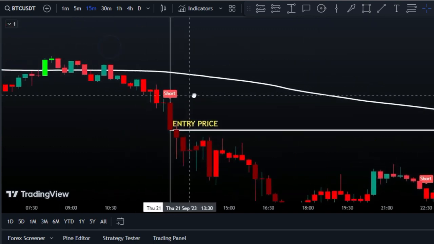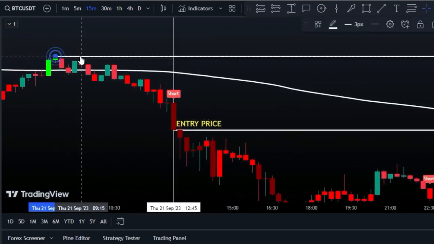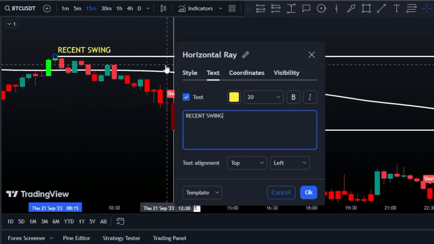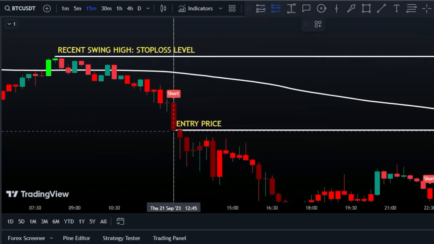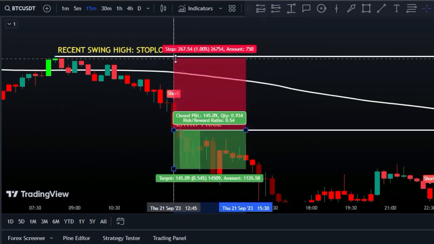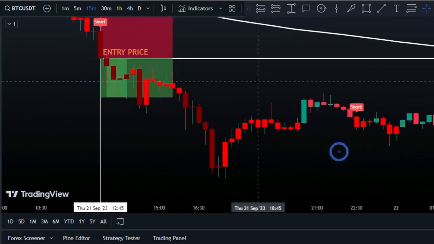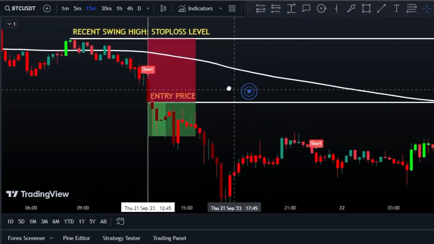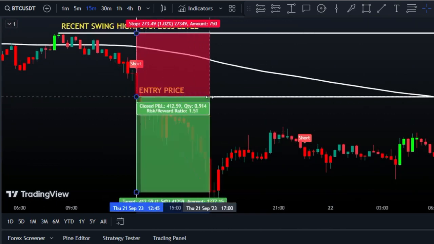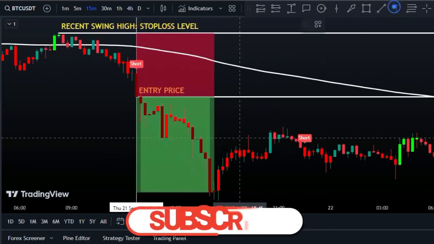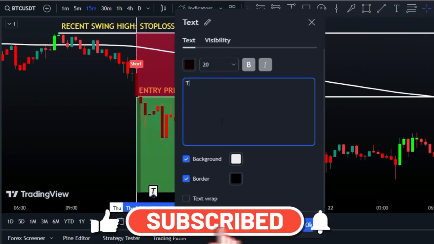When it comes to managing risk, set your stop loss above the most recent swing high to protect against potential losses. As you're taking profits, consider aiming for a minimum target of 1.5 times your risk amount to maintain a favorable risk-to-reward ratio.